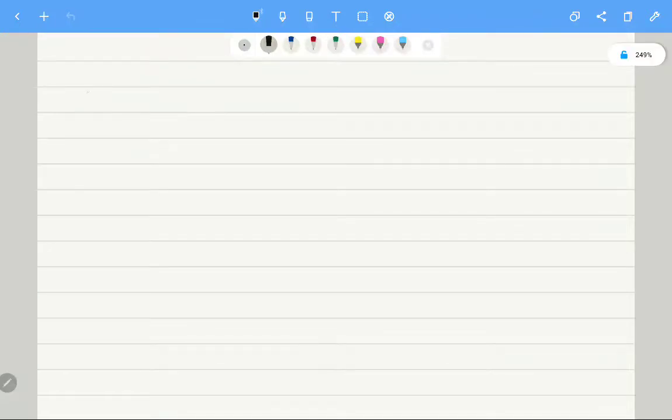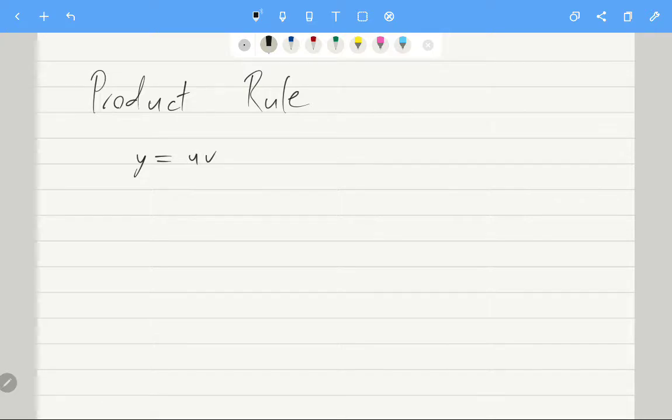So let's have a look at the product rule. The product rule is similar to the chain rule in the sense that it is dealing with a particular type of function. In this case, we're interested in functions that look like this, where u is a function of x and v is also a function of x. Okay? So you can think of y is equal to u times v, or you can think of y is equal to f of x times g of x.